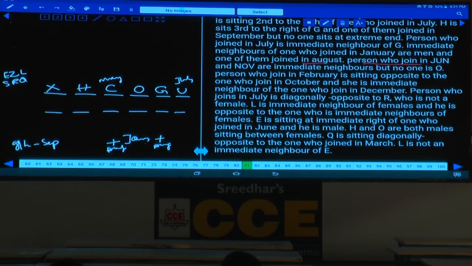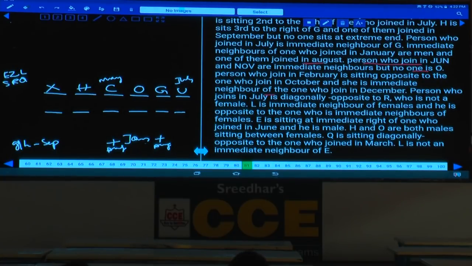The persons who joined in June and November are immediate neighbors, but no one is O. June and November are immediate neighbors, but no one is O. Hence, where should this June and November be here? No one is O, isn't it? Hence, the person who joined in February is seated opposite the one who joined in October, and she is the immediate neighbor of the one who joined in December.